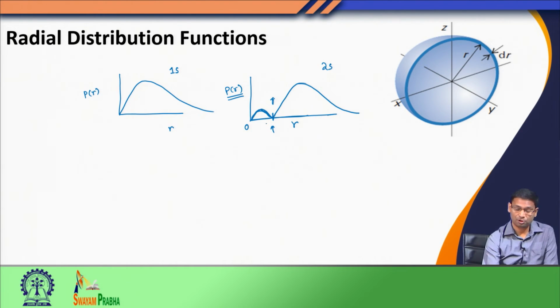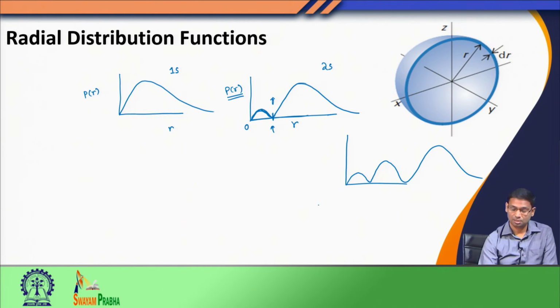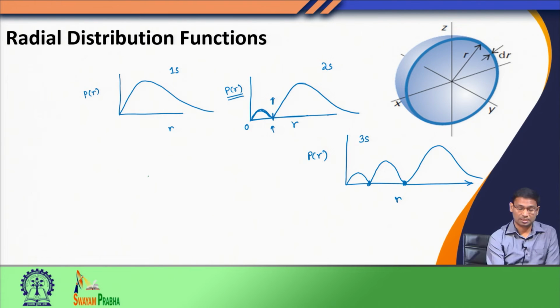When I do this for 3s, I would experience something like this, where P of r is plotted against r, and this is for 3s. I would see that there are two distinct places of r where I would see radial nodes, and then the density distribution of the electron in the 3s orbital will be at farther and farther values of r. You would understand this better if I plot all three functions in the same graph.